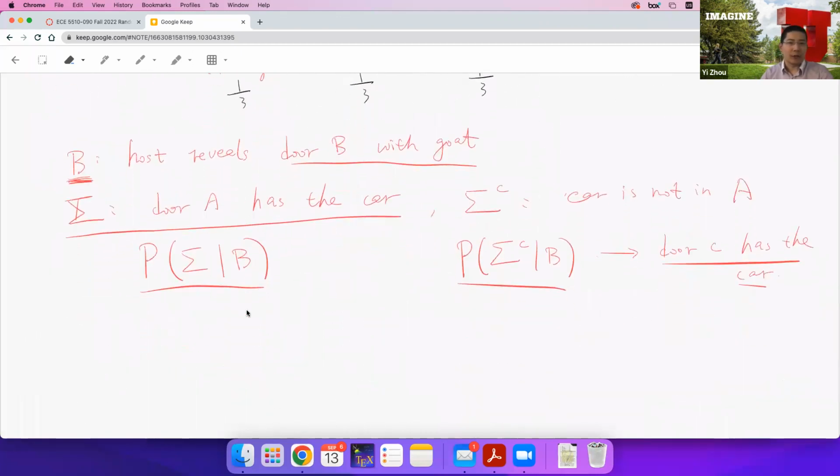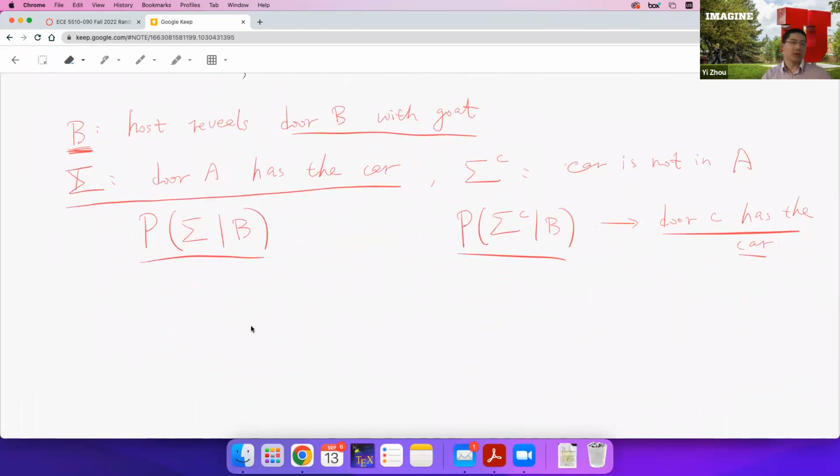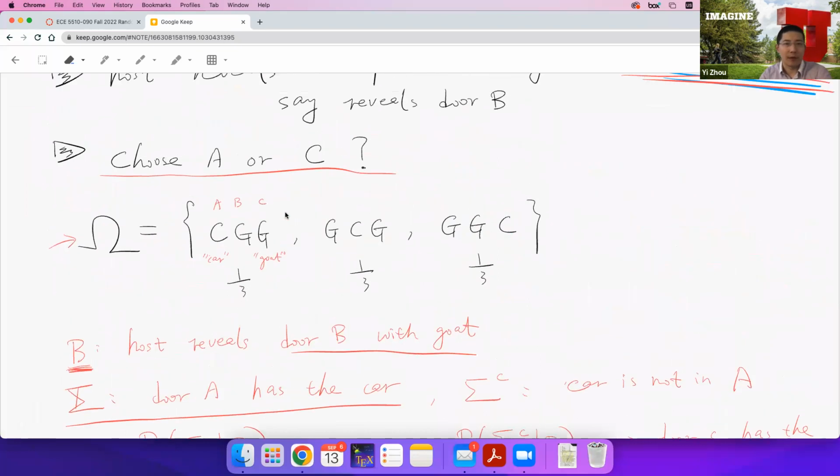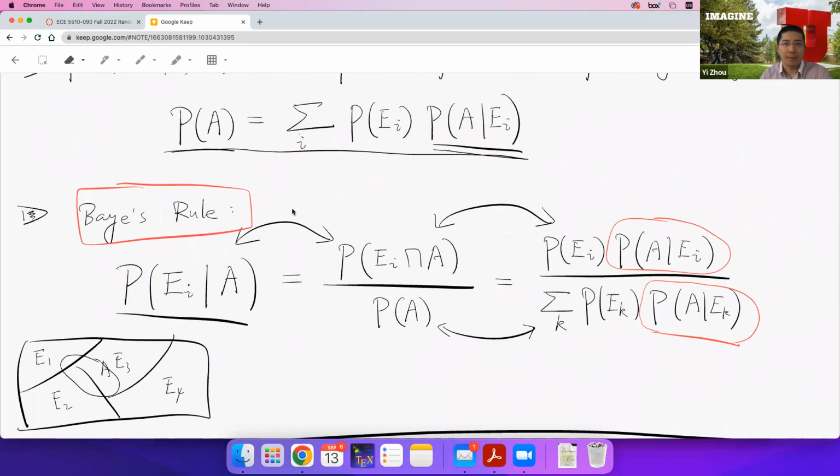Okay, so let's apply Bayes rule to compute this. I think we can just refer to the Bayes rule. Let's go back to the Bayes rule.